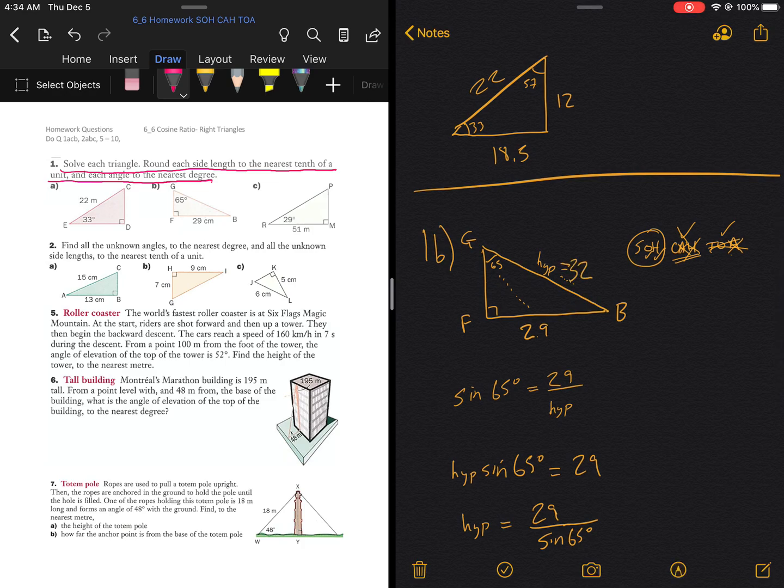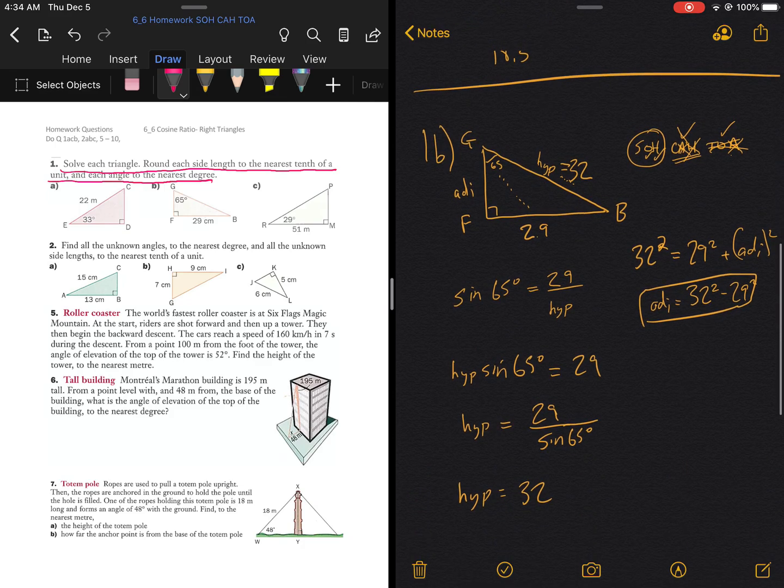Hypotenuse equals 32. Now, do you know that we could use Pythagorean theorem? We could use 32 squared equals 29 squared plus this adjacent squared, if we wanted to. So adjacent is actually equal to 32 squared minus 29 squared. But we're not going to do it that way. We're going to do it the hard way, or the new way.